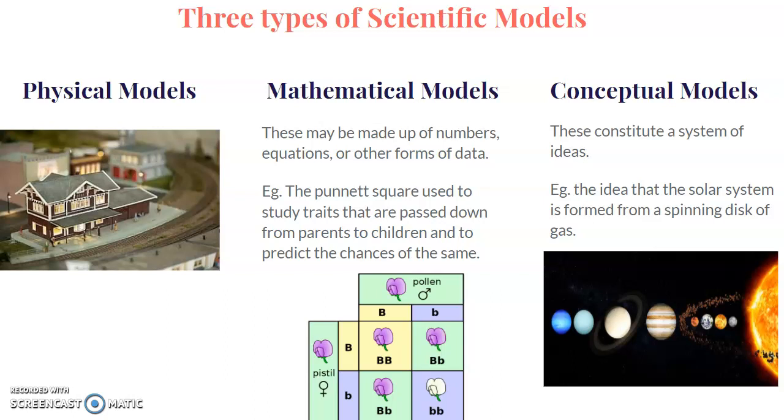The third type that we have is called the conceptual model. Now, this is the one that is completely made up of ideas. So if there is a system of ideas and there's a description that we need, it would be categorized under the conceptual model. Now, there are a lot of ideas out there. For example, the idea that the solar system is formed from a spinning disk of gas. This is a huge conceptual structure that can be categorized under conceptual models.